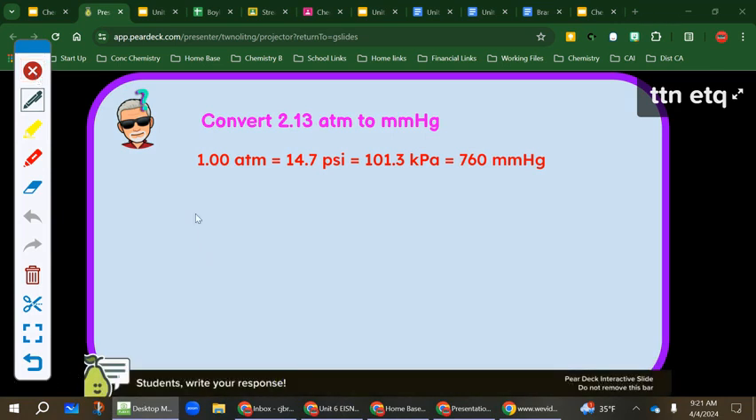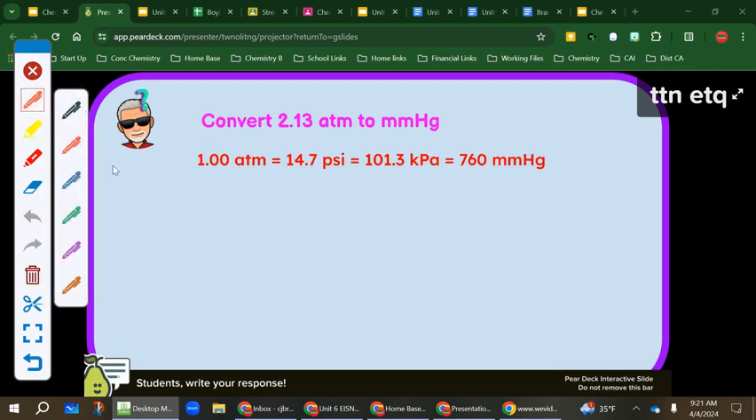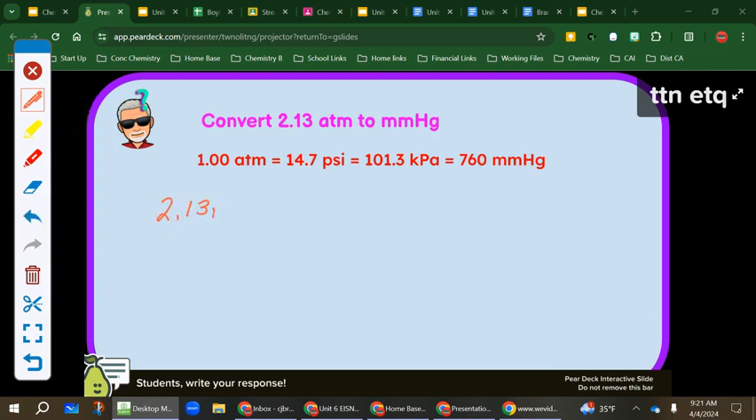All right. So, ladies and gentlemen, my turn for a little bit, please. So we begin with the number that we are given, 2.13 ATM. We are going to do a unit conversion, which means we are going to multiply. Now, we need to be careful. This is unit conversion. We are going to multiply by a factor that has something on the top and something on the bottom that are equal to each other.